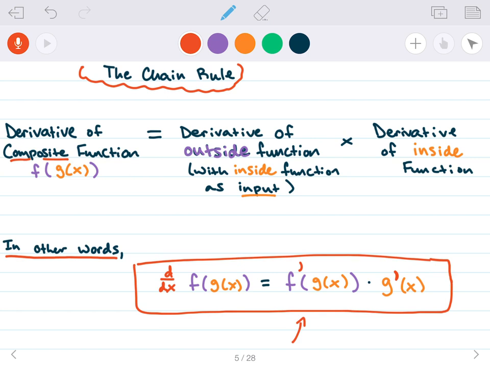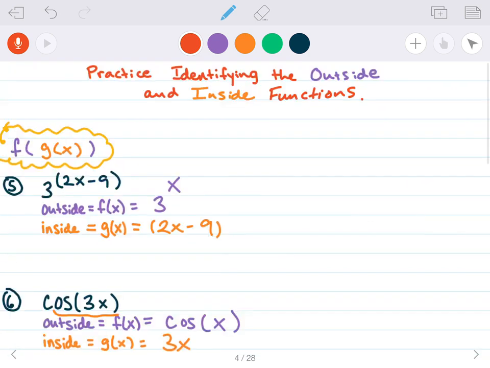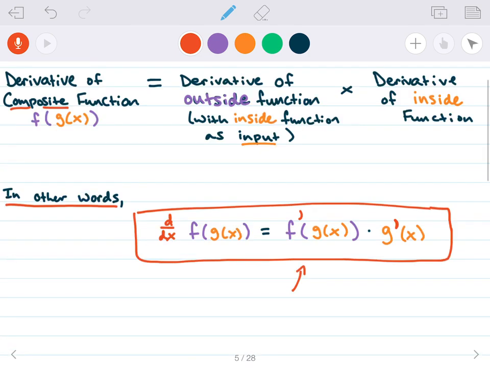So let's just do an example from this page. How about cosine of 3x? So the derivative of cosine of 3x, that's what we're interested in. This is a composite because we have f of g of x. So we have a function within a function.